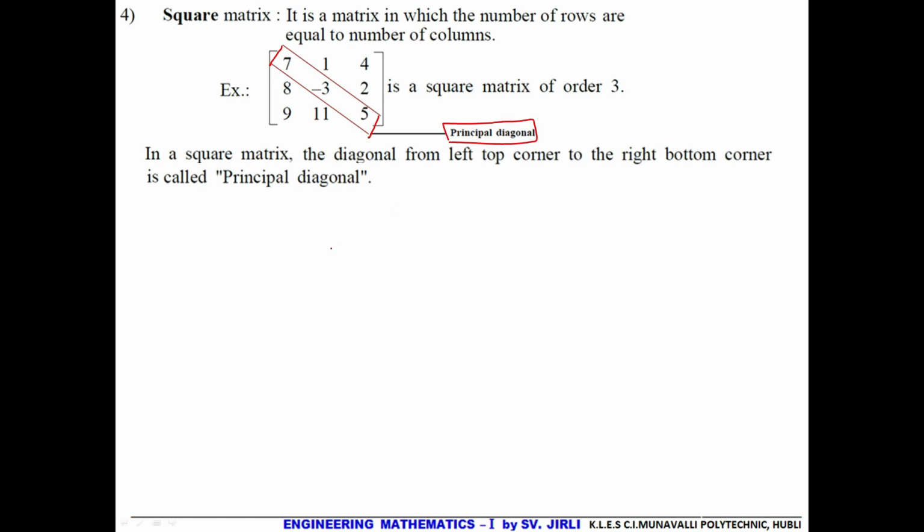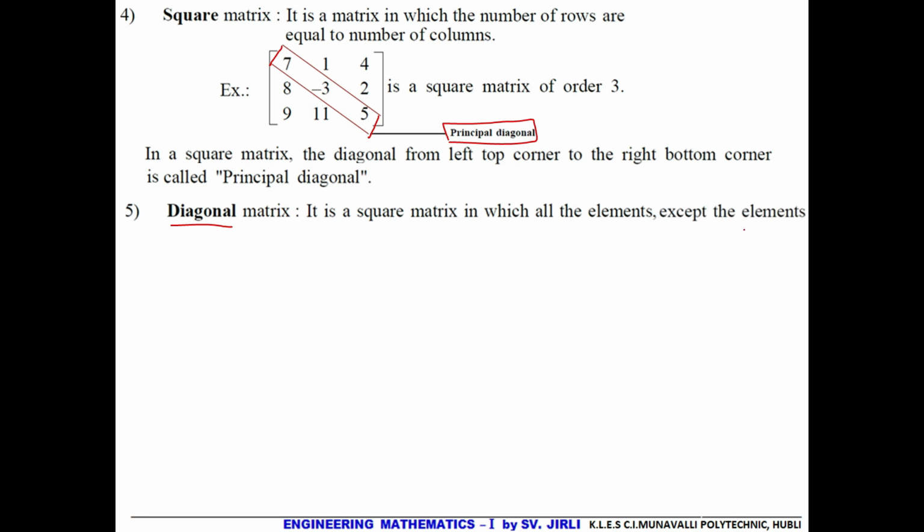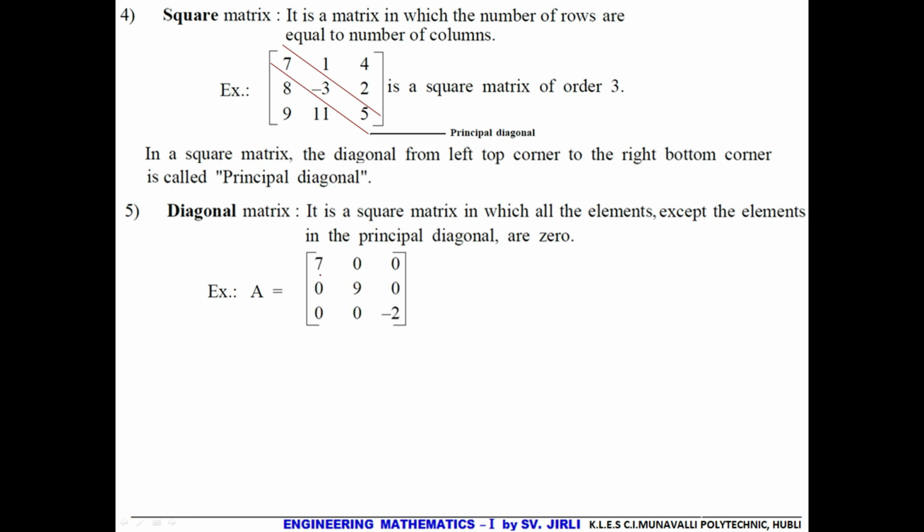Next type of matrix, diagonal matrix. Please write down. It is a square matrix in which all the elements except the elements in the principal diagonal are zeros. For example, the matrix A equal to, here you observe 7, 9, minus 2 is the principal diagonal and other elements are equal to 0. We call it a diagonal matrix of order 3 cross 3.